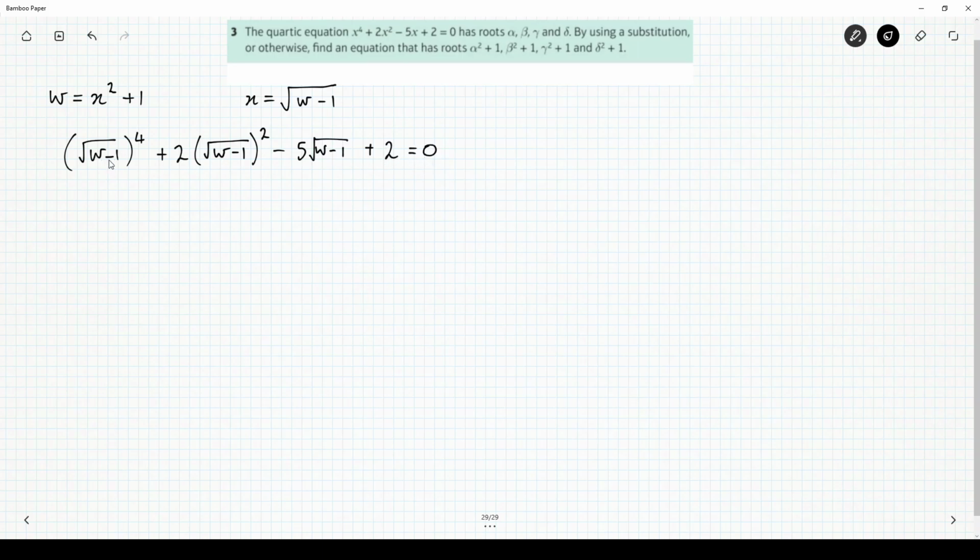we get this. Now if we do this to the power of 4, that's the same as w minus 1 squared, which is going to be w squared minus 2w plus 1. Now w minus 1 square rooted and then squared is just going to be w minus 1, so we end up with 2w minus 2. Now this term is the problem term.